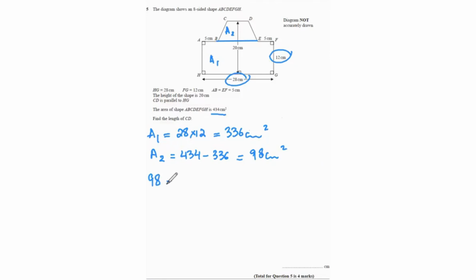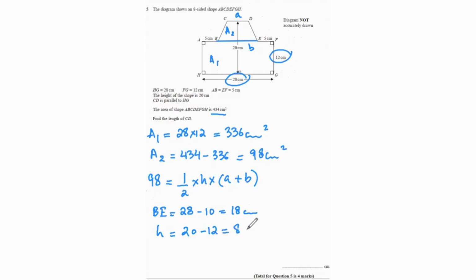So 98 equals 1 over 2 times height times sum of parallel sides. A and B are parallel sides. Now over here, CD is a parallel side and then B is a parallel side. If you notice, we have the entire HG length. If we subtract AB and EF from it, we can easily find BE. So BE is going to be 28 minus 10, which is 18 centimeters. And then for the height of the trapezium, we can do 20 minus 12, which is 8 centimeters.